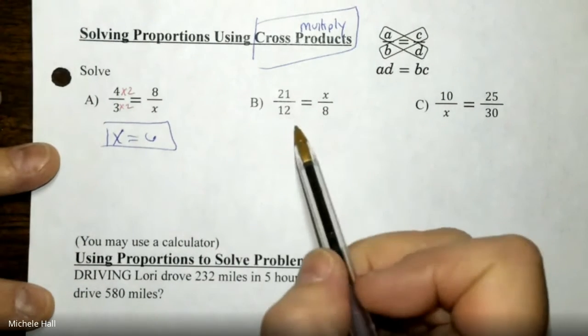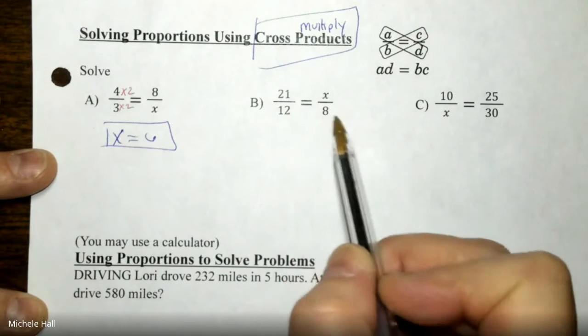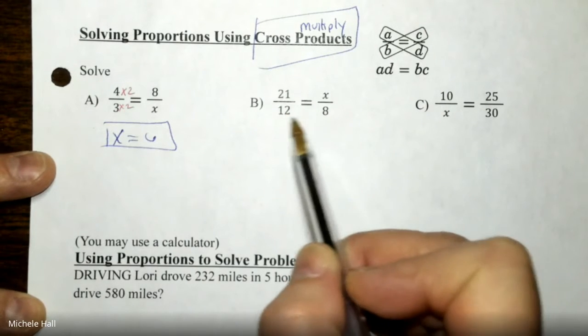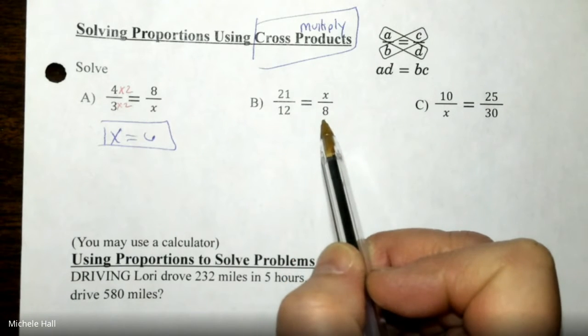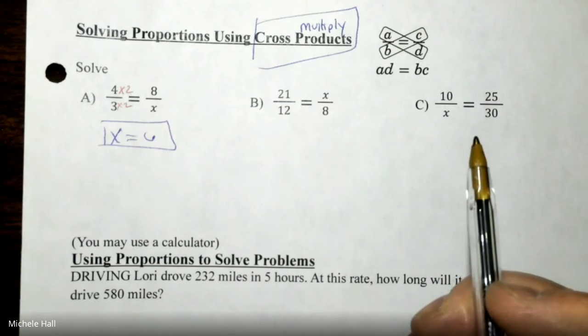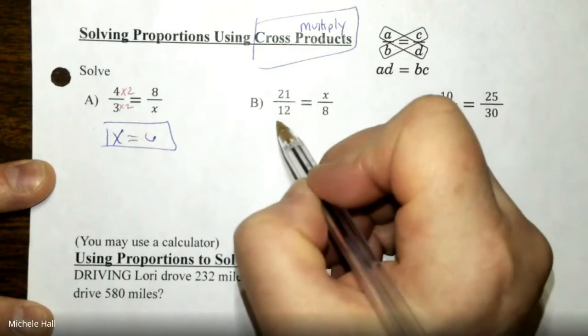But what happens on the next problem when we see 12 going to 8? It doesn't have an even jump. 12 divided by any number is not going to give me 8. This is when I would want to use the cross products. We're going to cross multiply.